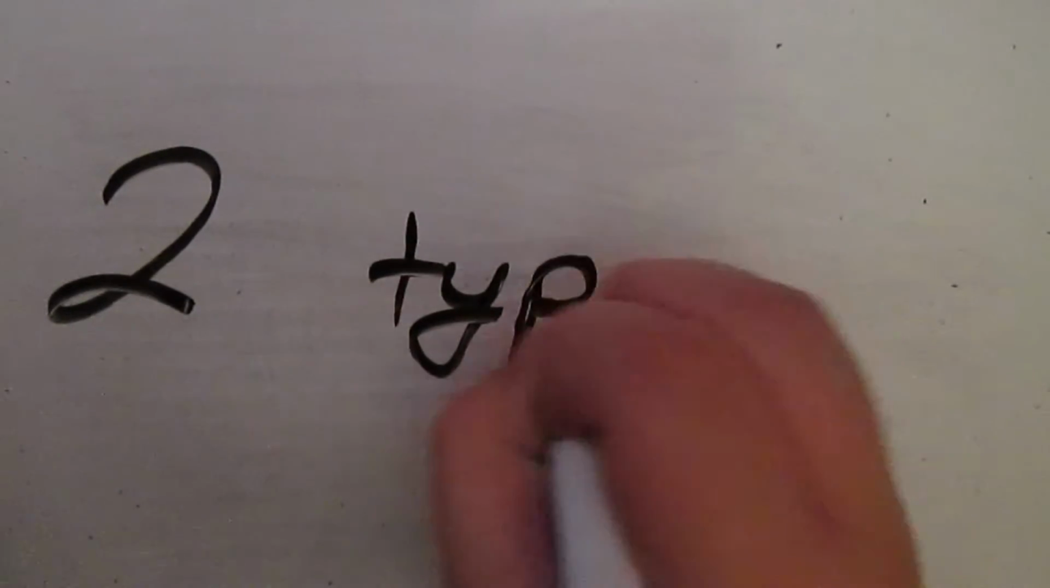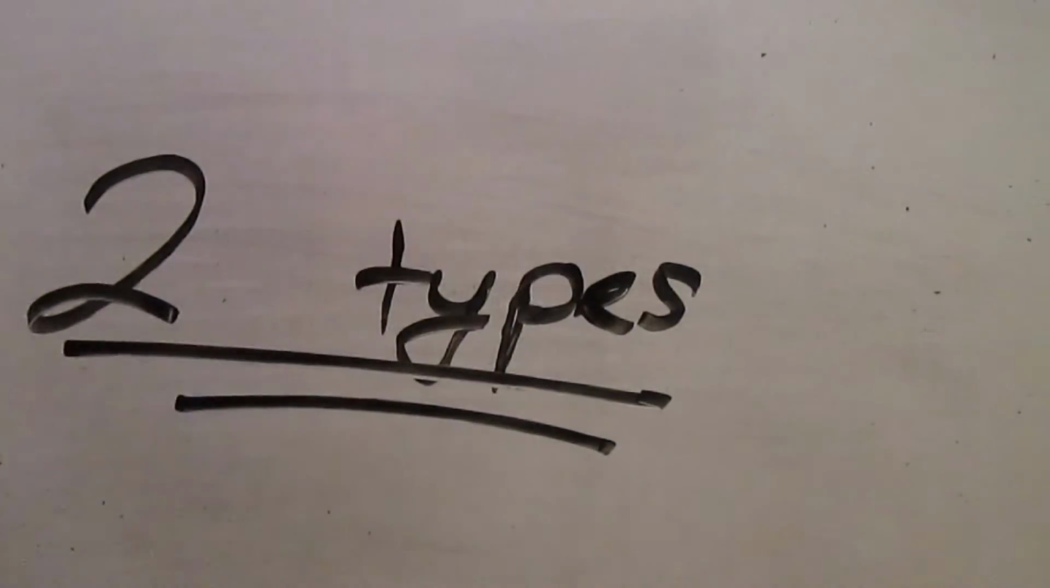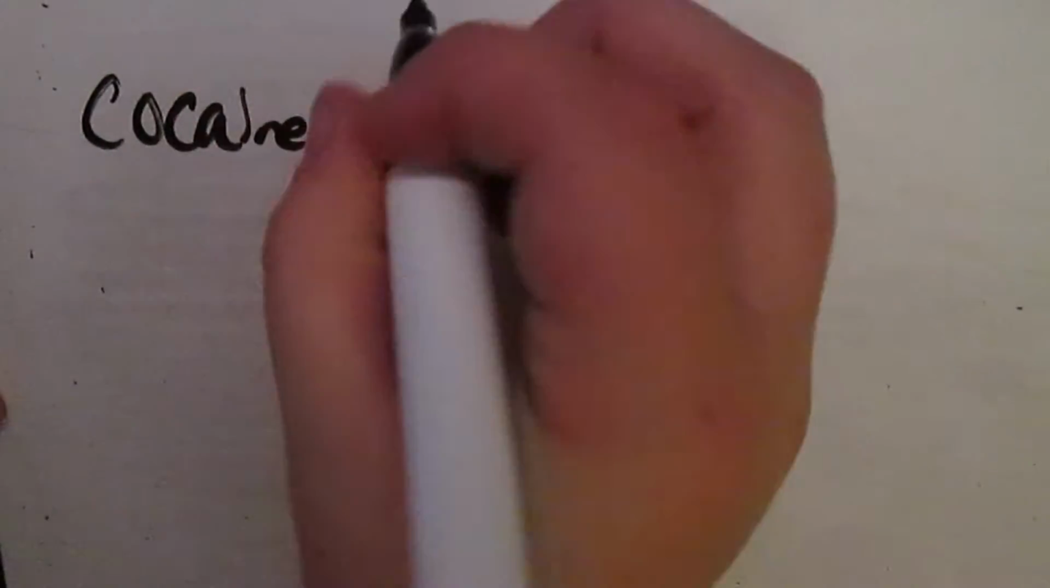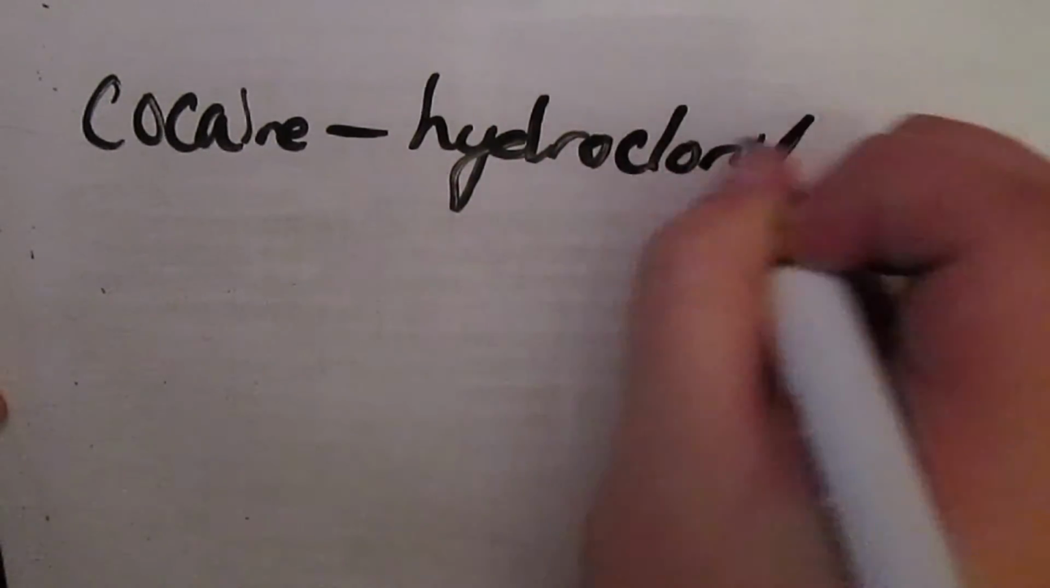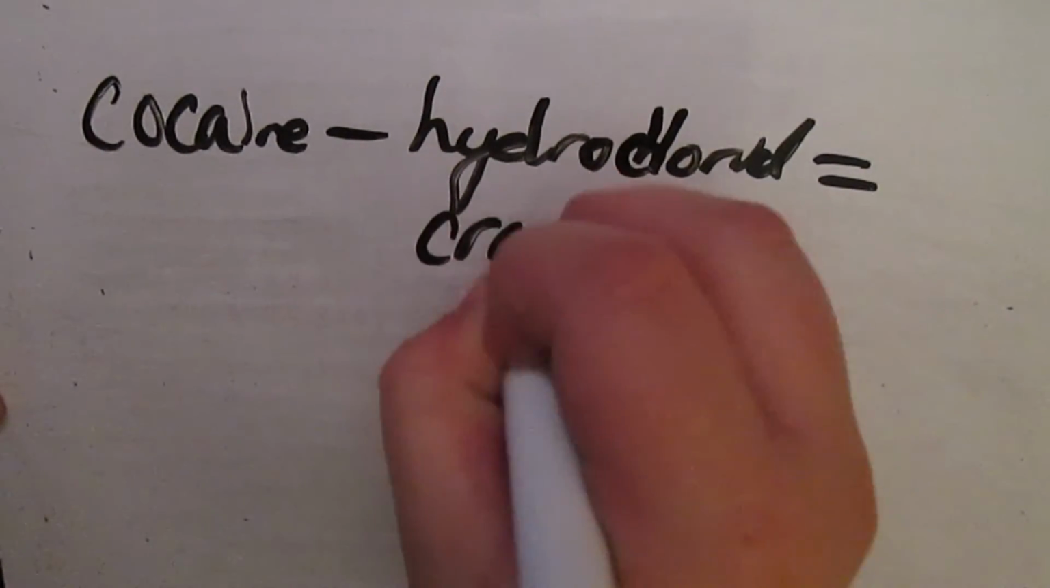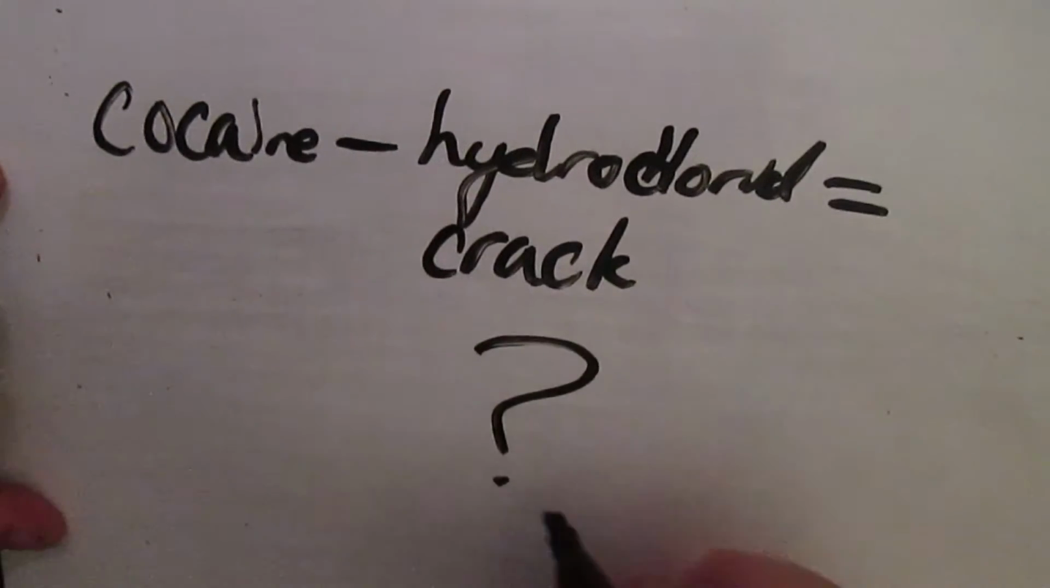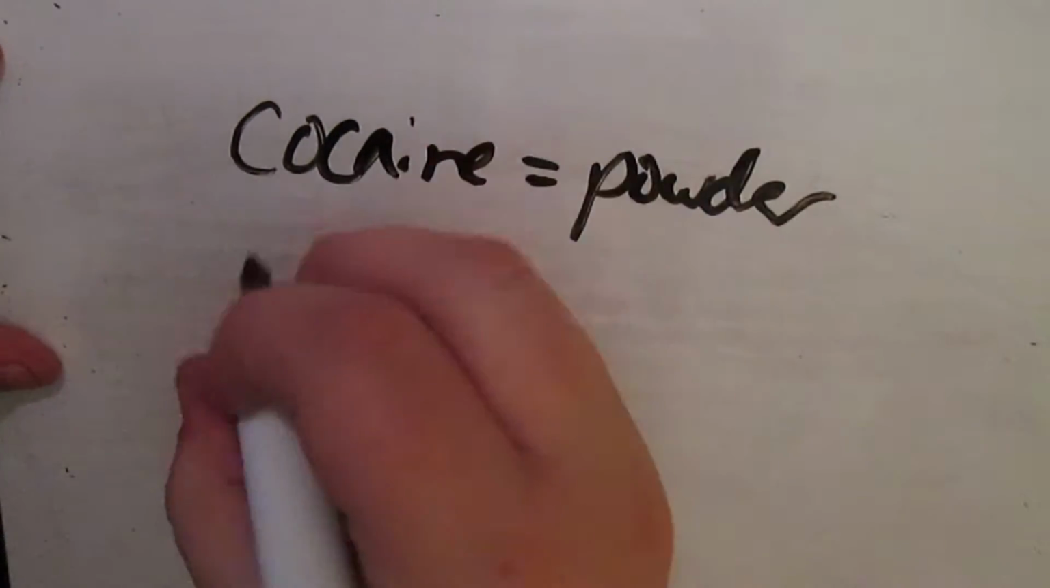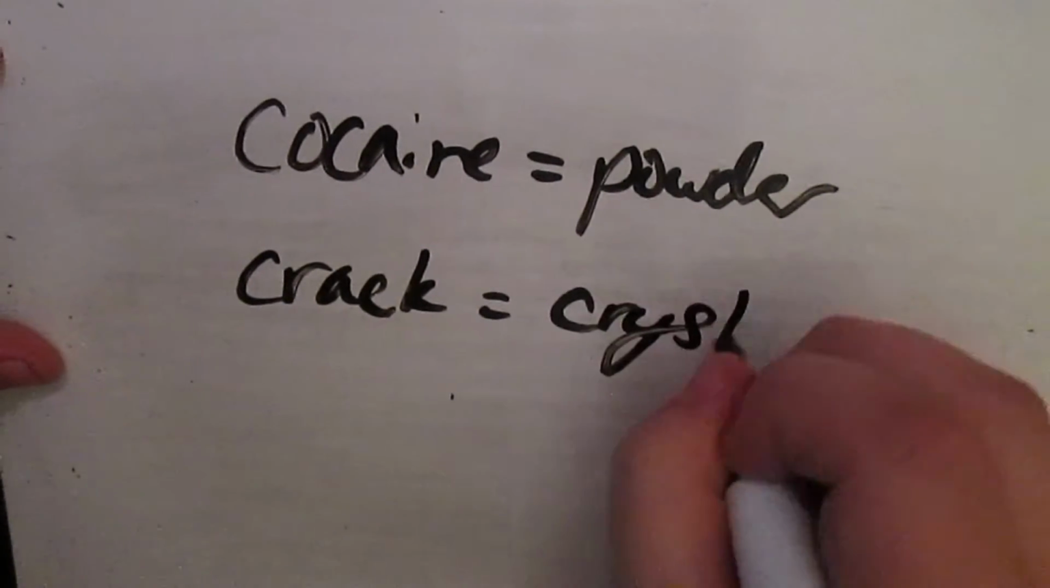In order to properly understand cocaine, we have to understand that there are two types: powder cocaine and crack cocaine. Crack cocaine, the free-base version of cocaine, comes from regular cocaine minus the hydrochloride. But how does this happen? Well, first of all, we have to understand the difference between powdered cocaine and crack cocaine. Powdered cocaine is powder, while crack cocaine is crystallized.